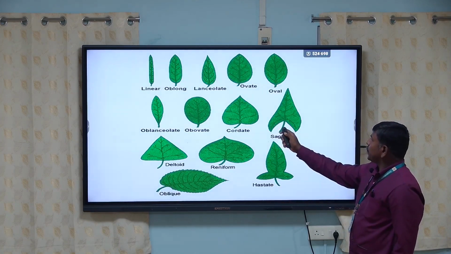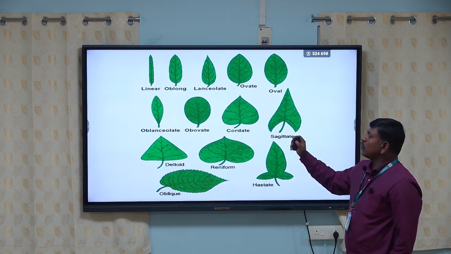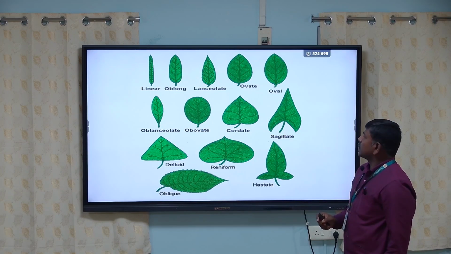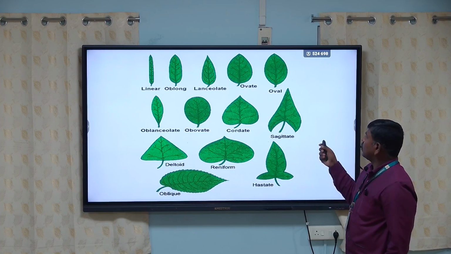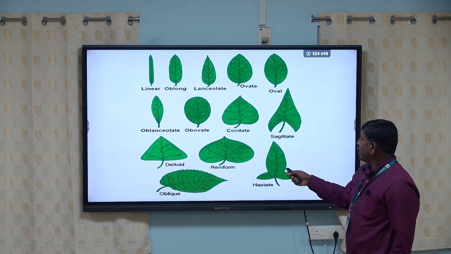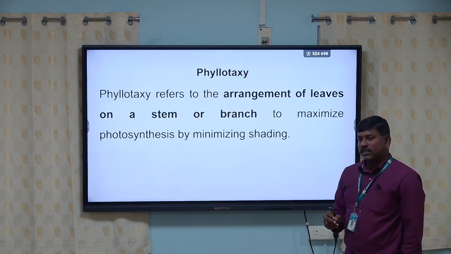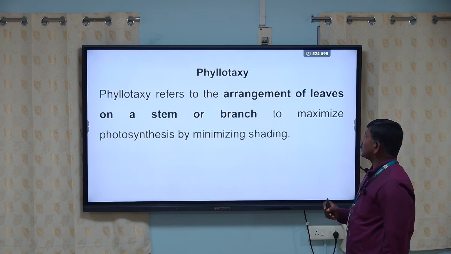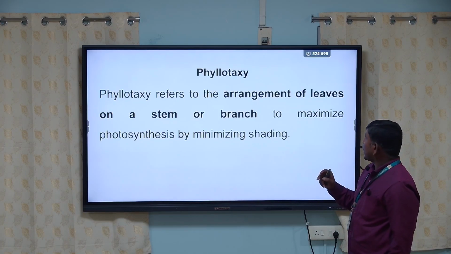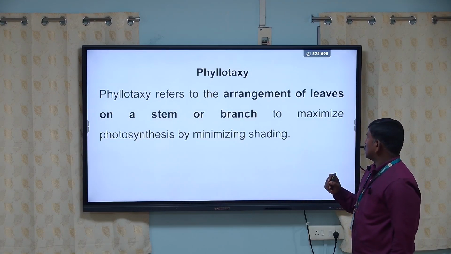So in these pictures we can clearly see the different types of leaves: linear structure, oblong structure, lanceolate, ovate, oval, and like that, deltoid, reniform. So now we are moving to phyllotaxy. Phyllotaxy is nothing but the study of the arrangement of leaves on the stem or branches.